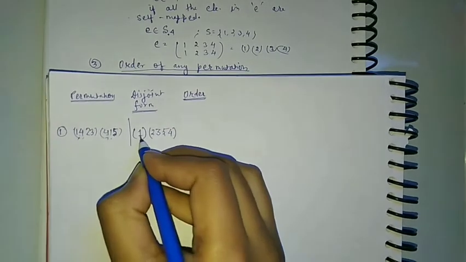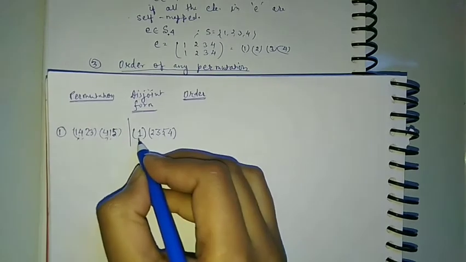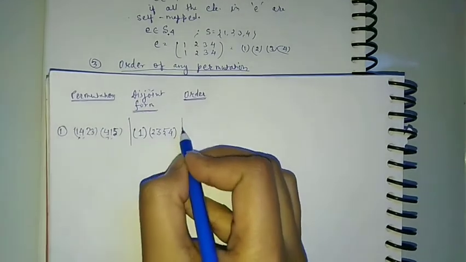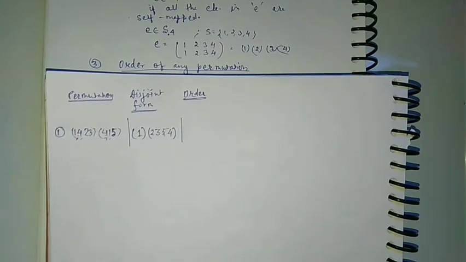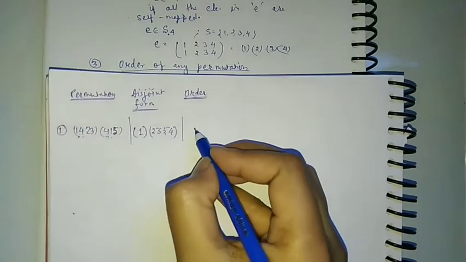So close it. 1, 2, 3, 4, 5. All the elements are here. So this is the disjoint form. Now we can determine the order of this cycle.